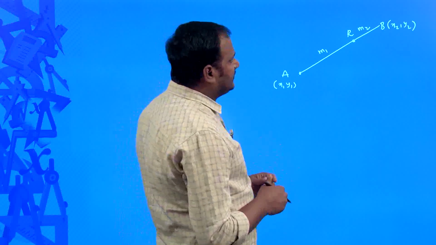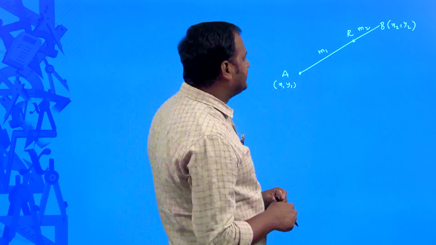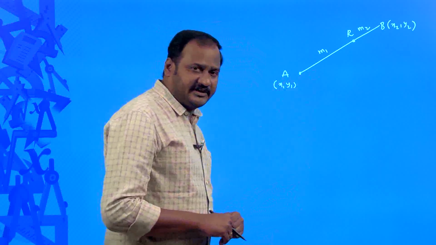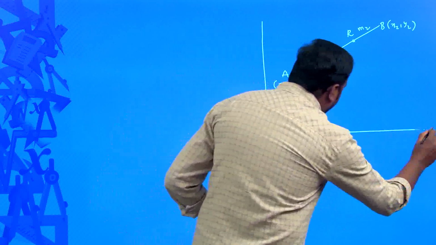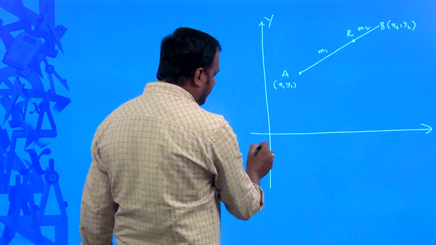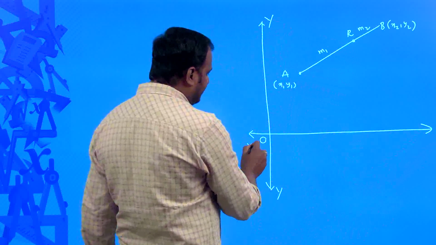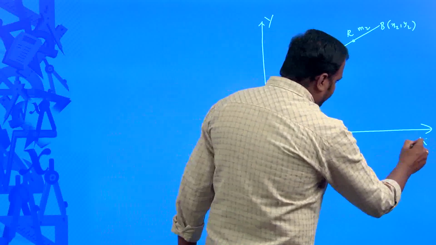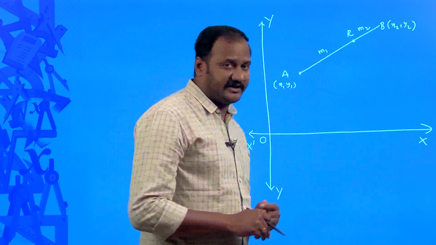Let us create a coordinate axis for the line segment AB. Generally we consider any point in the first quadrant, so I am going to create a coordinate plane for this. This is the y axis indicated by y, o, y dash, and this is the x axis indicated by x dash o x. So, how do you know that this point A is x1 comma y1?